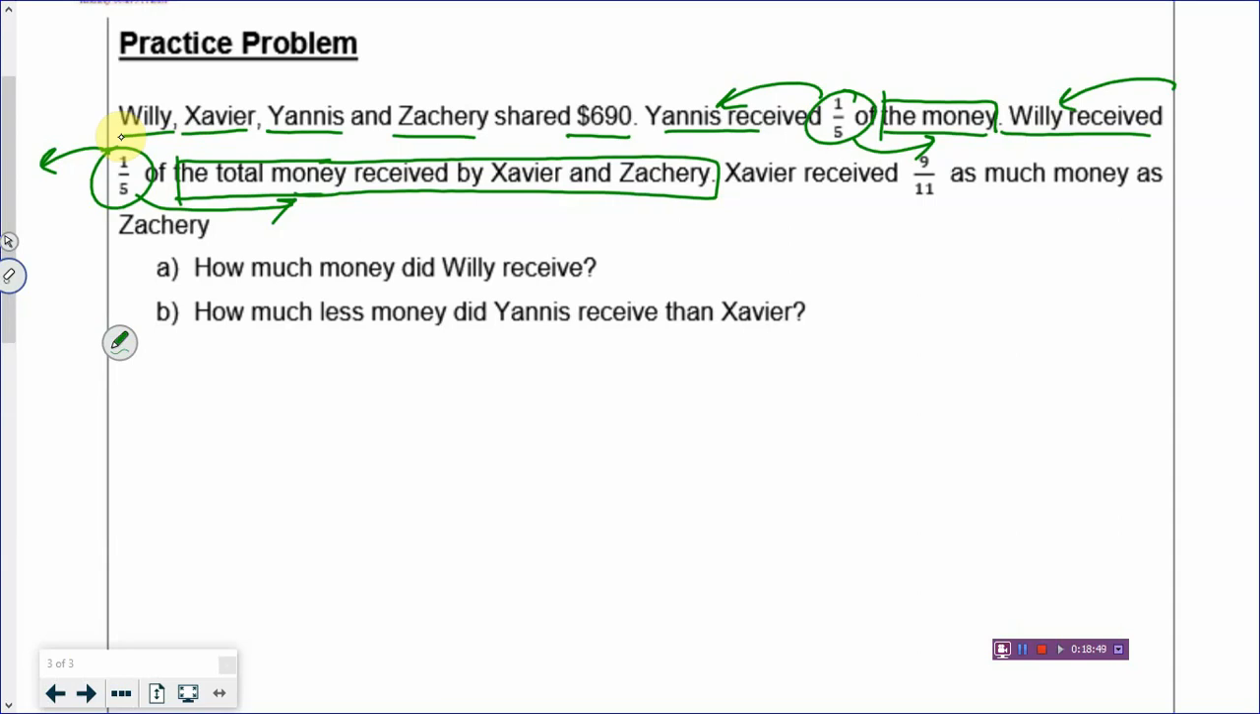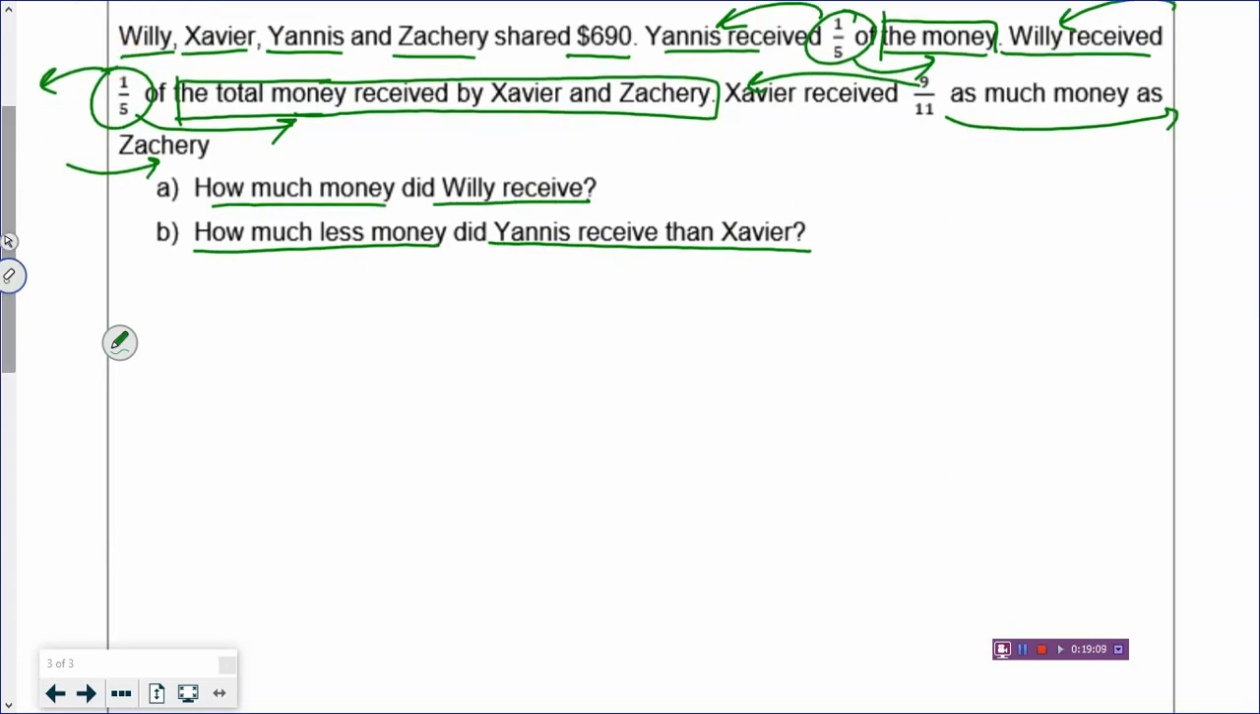Now, Xavier received 9/11 as much money as Zachary. So Xavier received 9, and Zachary will have 11 boxes. So how much money did Willie receive, and how much less money did Eunice receive than Xavier? Okay, so let's draw out the model. It looks quite complex, but by now you should be used to complicated problems. Break it down by drawing out sentence by sentence. So a good model to start with is a parts whole model.